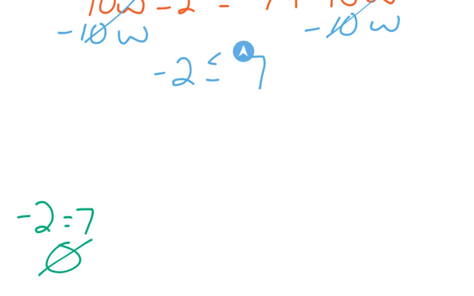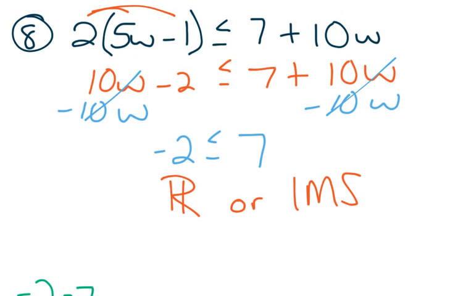So instead of having no solution because they don't match, this is an example of all real numbers or infinitely many solutions. You can plug any number in for the variable here and here, and you're going to get a true statement. I'm not saying that they're going to match every time, but this is true. Negative 2 is less than or equal to 7. If you run out of variables, and that's the key, and what you get is a true statement like negative 2 is less than or equal to 7, then you're going to have all real numbers or infinitely many solutions.